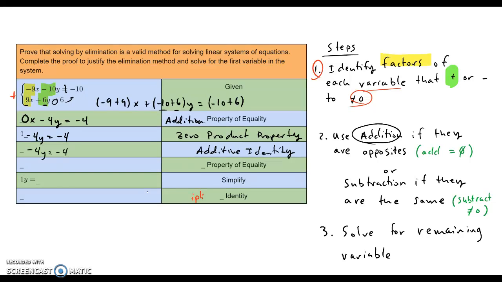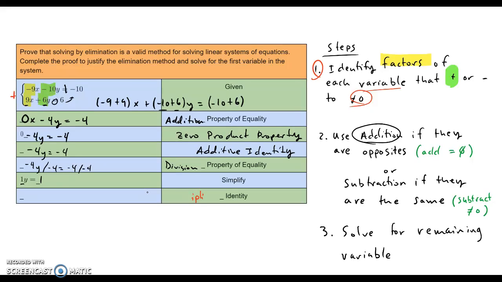So we got to get rid of this negative 4. It's being multiplied, so we're going to divide both sides by negative 4. So negative 4y divided by negative 4 and negative 4 divided by negative 4. We just use the division property of equality because we divided both sides. Now it's telling us to simplify. So negative 4 divided by negative 4 is 1. They've already got that in there. Times y is 1y equals, and then on the other side we have negative 4 divided by negative 4, which is also 1. So 1y equals 1.